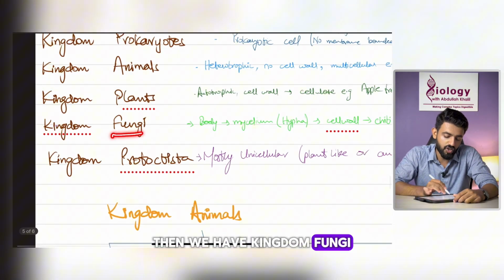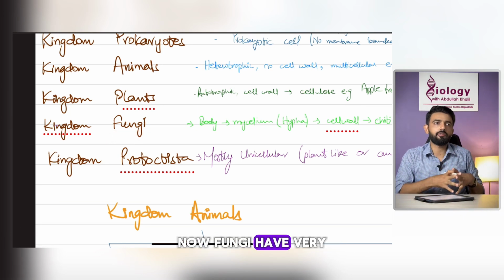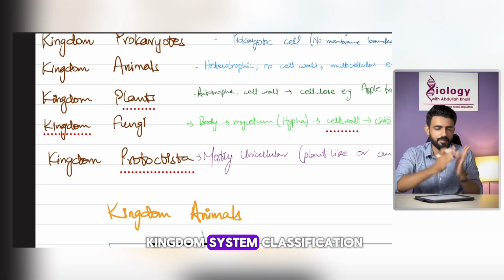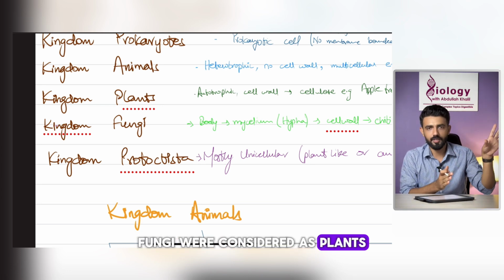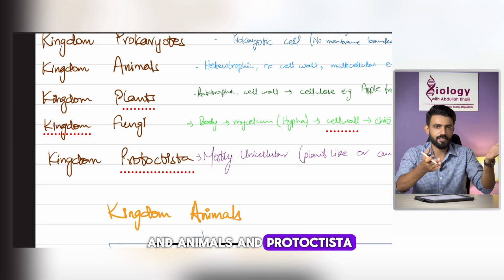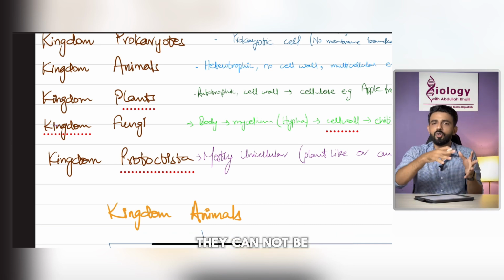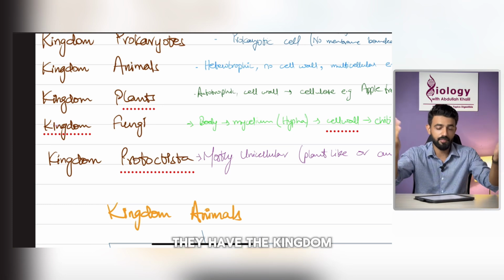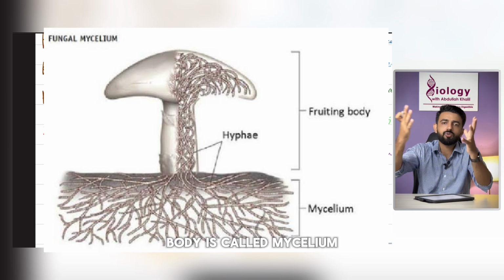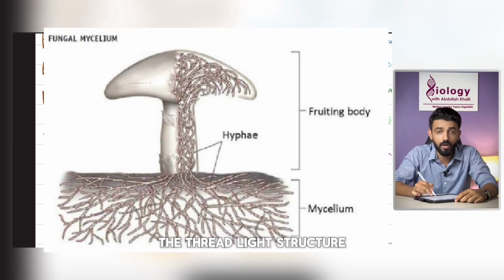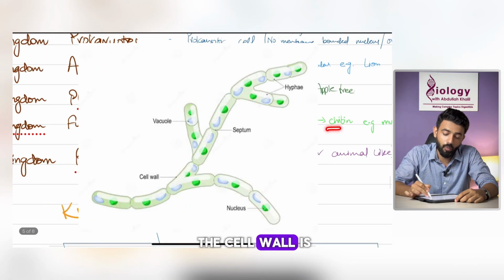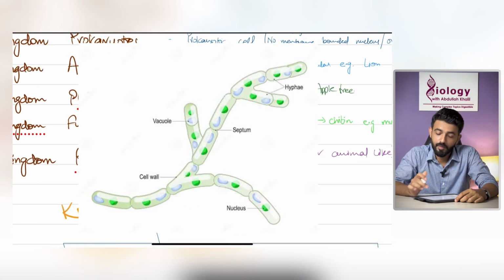Then we have kingdom fungi. Now, fungi have very special characteristics. Initially, in the two kingdom system of classification, fungi were considered as plants. But now we know that they're very different from plants, animals, protoctista and prokaryotes. They cannot be placed in any other kingdom, so they have a kingdom of their own. Their body is made up of thread-like structures. The body is called mycelium. The thread-like structure is called hypha, singular, and hyphae, plural. And their cell wall is made up of chitin.